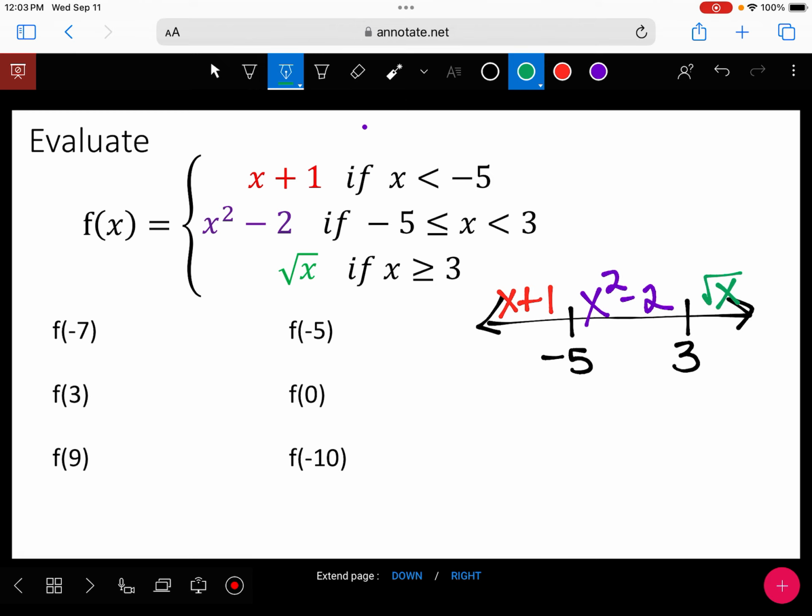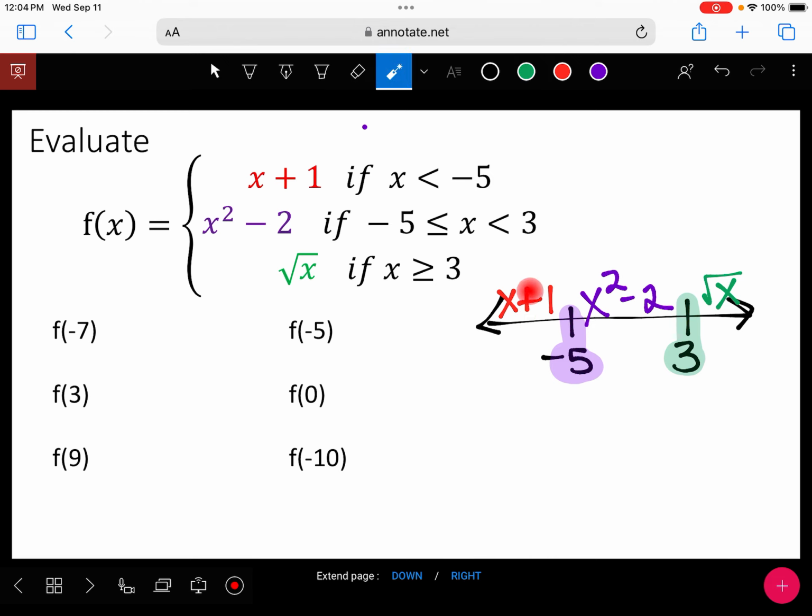Okay, -5. -5 belongs to the middle function because this one is equal to -5. So for -5, I'm going to shade this fence right here purple because that's who that belongs to. So if we happen to land on -5, we have to go with the purple. And then 3 belongs with the square root of x. So if we actually get 3, then we have to go with the green. All right, so now let's go.